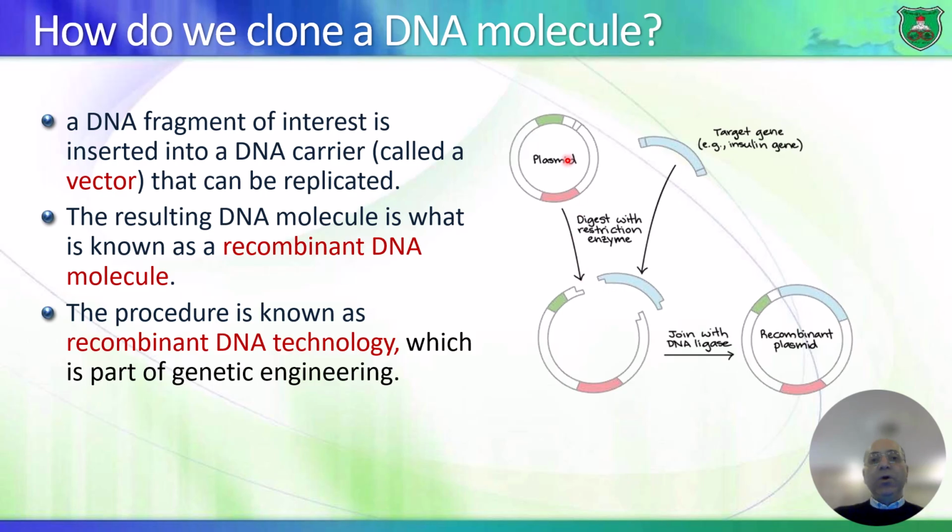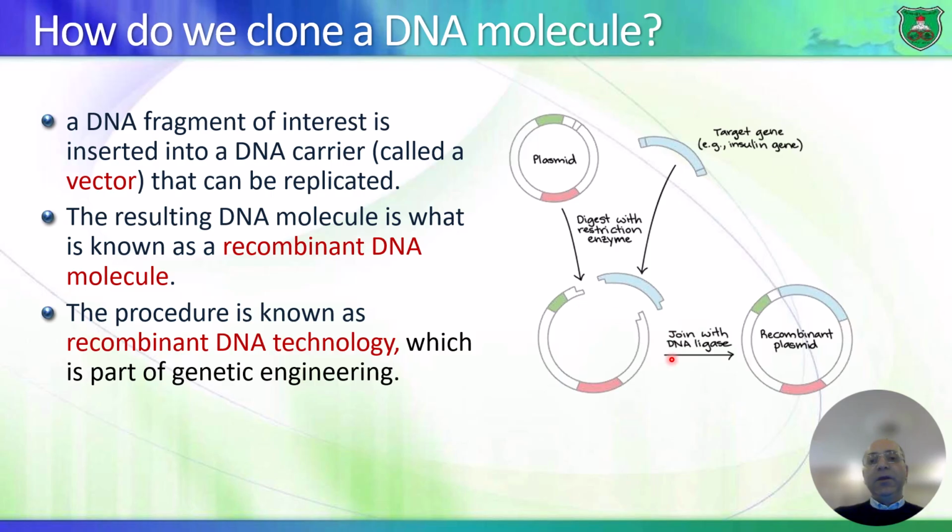Okay, so we open them up with a restriction nuclease, we combine them with each other, we just put them together in the same tube, and we add a DNA ligase. And what happens is that these cohesive ends are complementary to each other, so they can combine, they can hydrogen bond with each other.